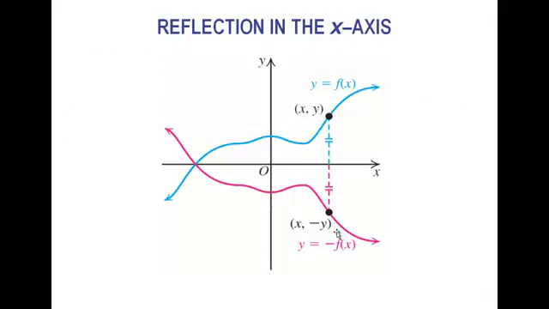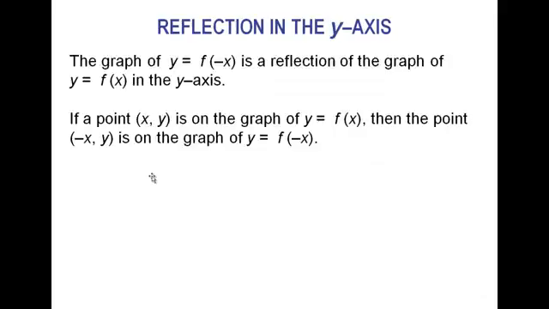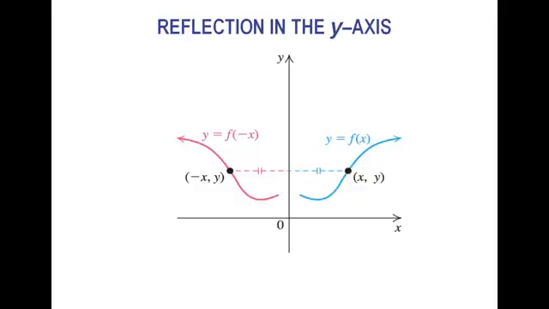Here's a good picture. And these little dashed lines just mean that that distance and that distance are the same. So you get this perfect mirror image over the x-axis. Well, what about if you put the negative on the inside of the function? Then you get a flip over the y-axis.